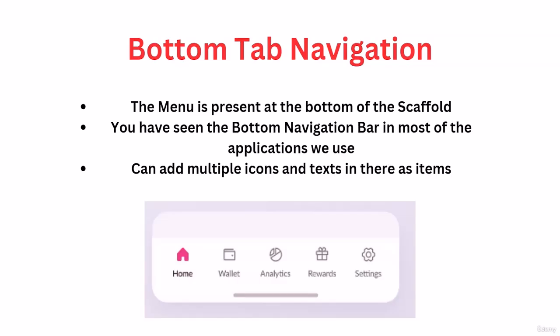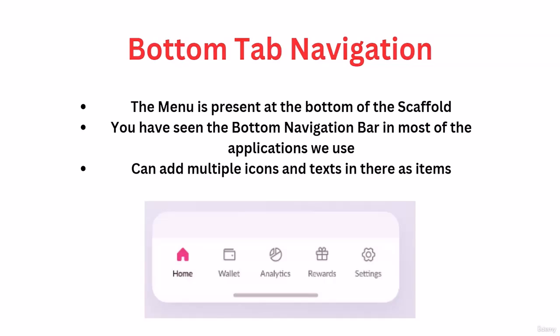We have learned that the whole of a page is basically a scaffold, and the bar is present at the bottom of the scaffold. If you take a look, there are different options like home, wallet, analytics, reward, settings, and depending upon the application, the options vary.